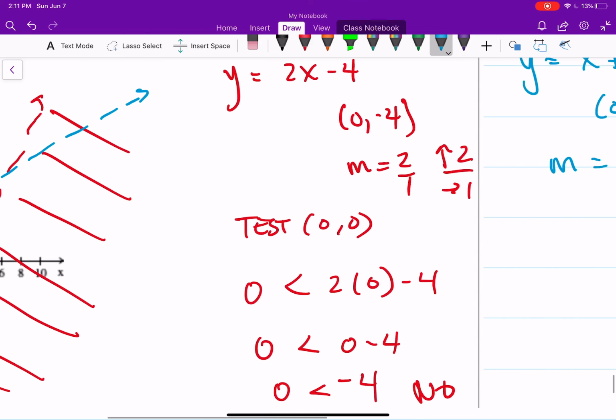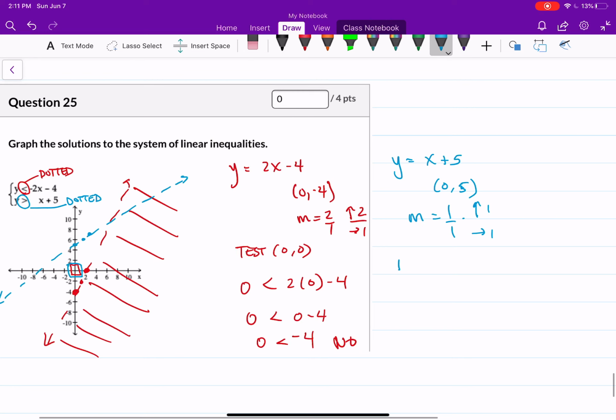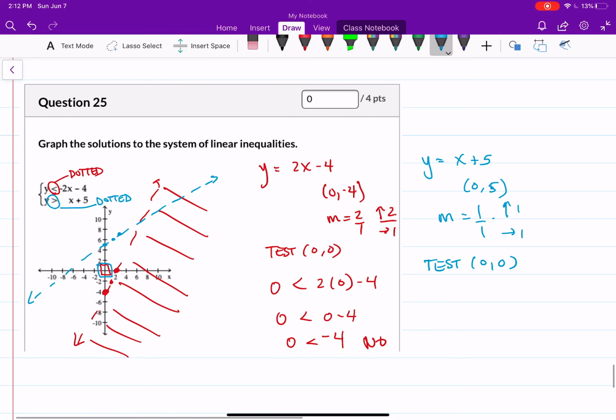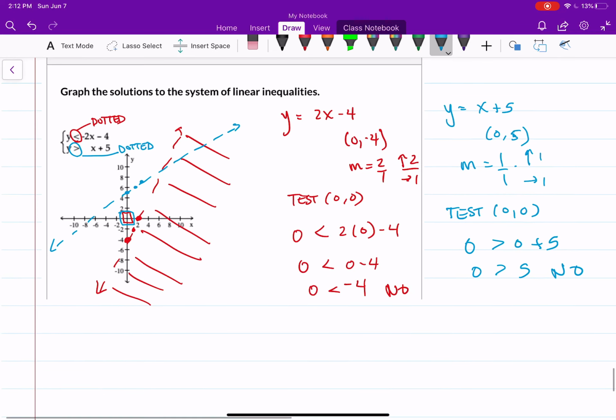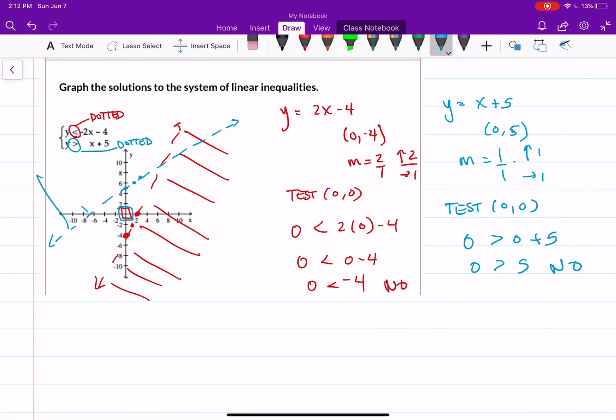I can still test 0, 0. Okay? So now I want to test 0, 0. Is 0 greater than 0 plus 5? Is 0 greater than 5? And the answer is no as well. Because do I have more money if I have $0 or $5 in my pocket, right? So I have more money if I have $5 in my pocket. So therefore 0, 0 is not it. So I got to shade this way.